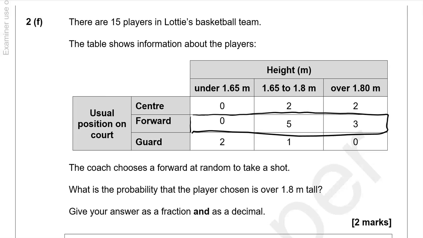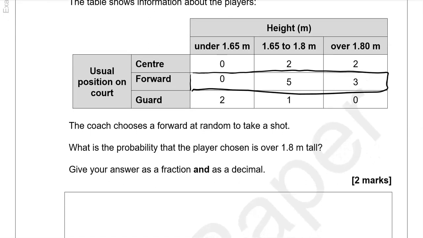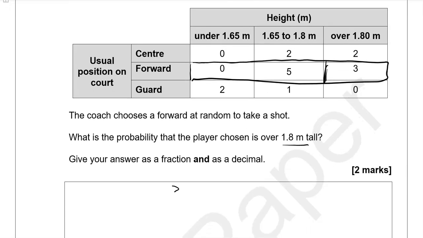So the shot can only be forward. And we are asking about the probability that the player chosen is over 1.8, and that would be this one here, 3. So it's 3 out of 3 add 5 add 0, which gives us 8. So 3/8. If we do this in a calculator, we divide it by 8 gives us 0.375.